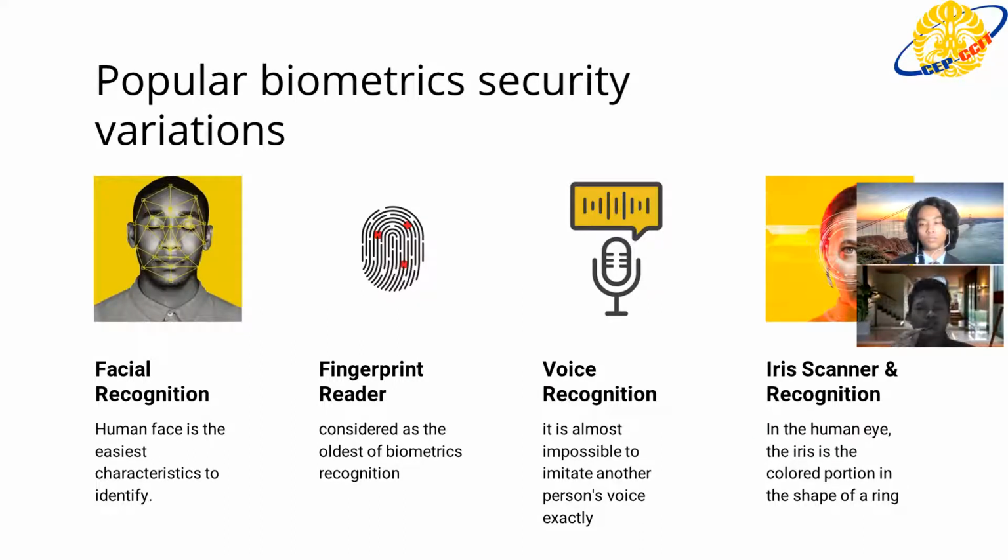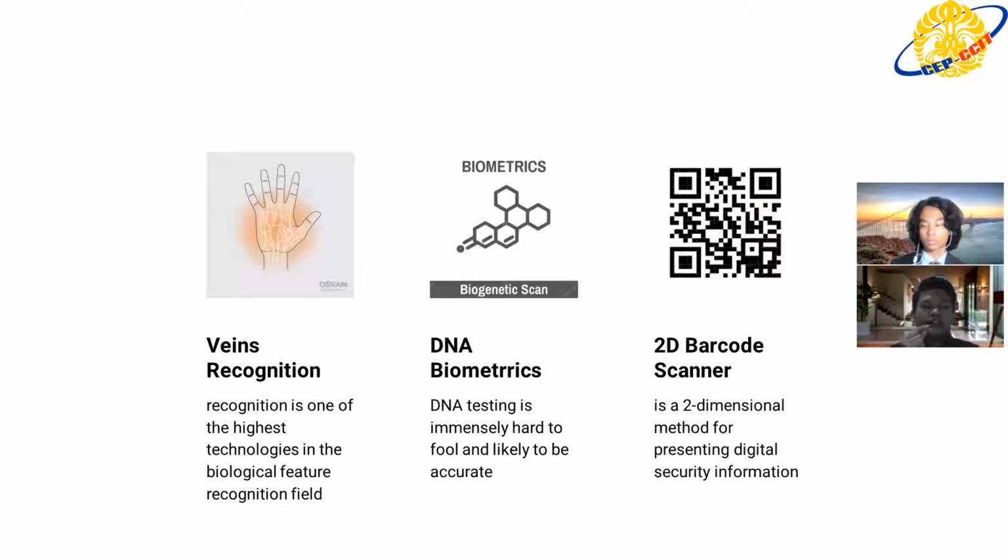The fourth is iris scanner and recognition. In the human eye, the iris is the colored portion in the shape of a ring. The next is face recognition. Recognition is one of the highest technologies in the biological features recognition field. Five is DNA biometrics. DNA testing is humanly hard to fool and likely to be accurate. The last is the 2D barcode scanner. It's a two-dimensional method for presenting digital security information.